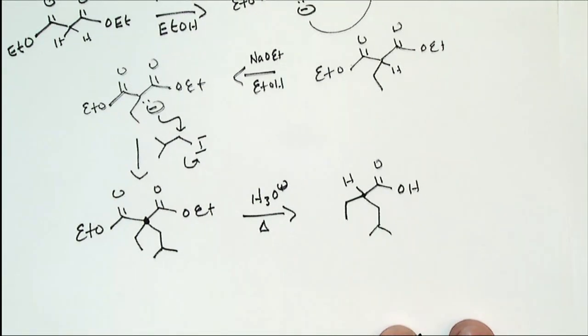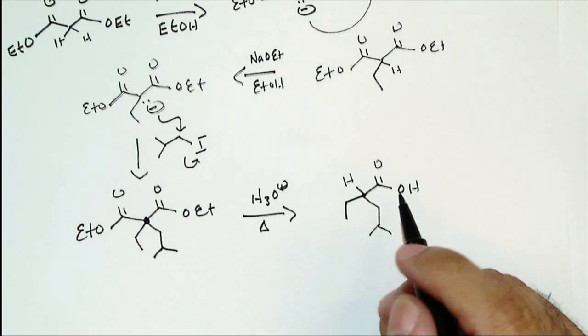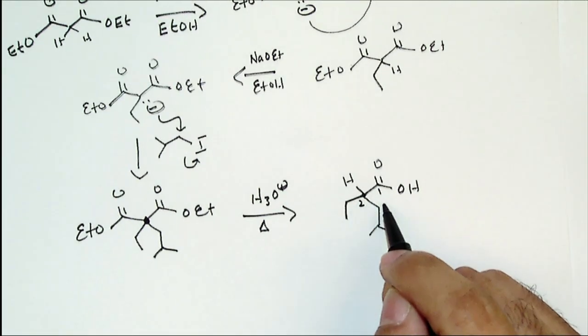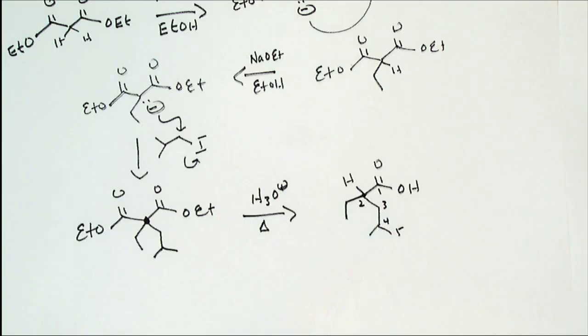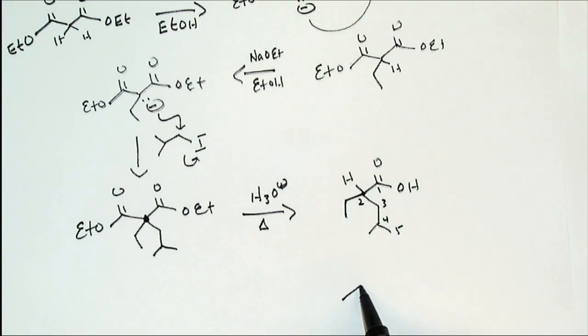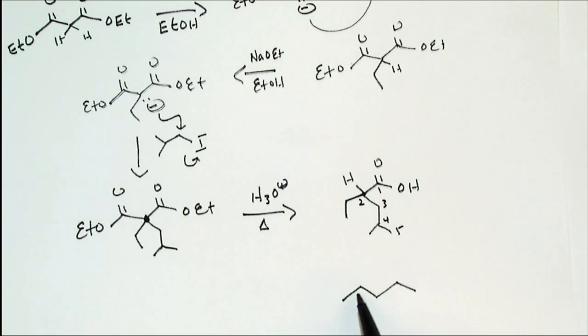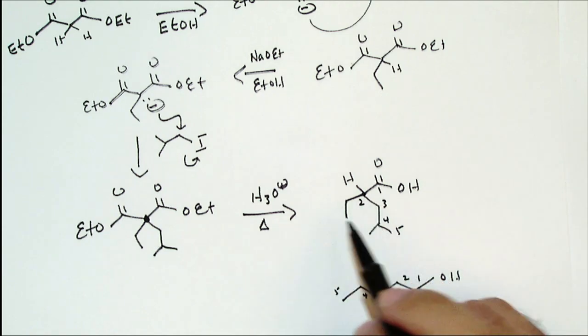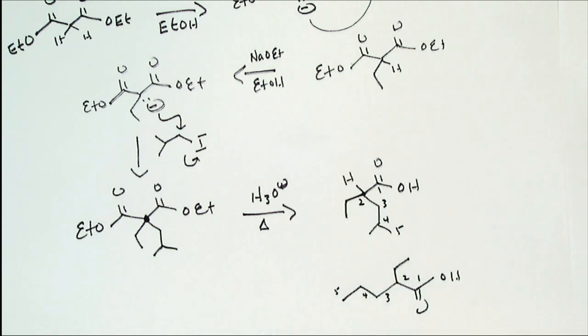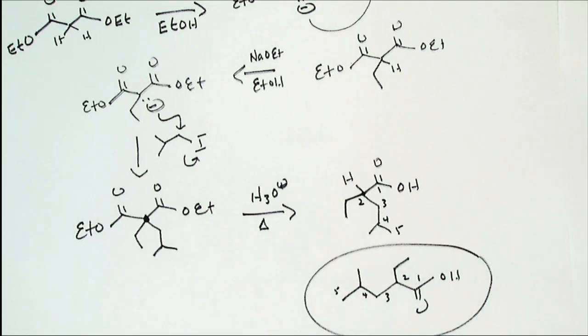So there is my final product. Now notice if I were to rewrite this in its more normal form, 1, 2, 3, 4, 5. What I actually have is pentanoic acid. So 1, 2, 3, 4, 5 here. This is 1, 2, 3, 4, and 5. At position 2, I have an ethyl group, which is there. And at position 4, I have a methyl group, which is there. So there's the product that I've actually made.